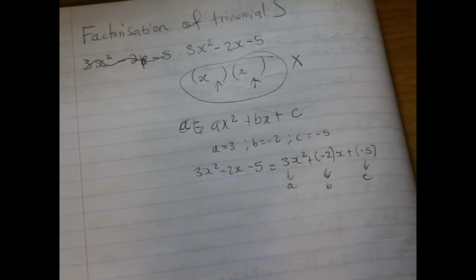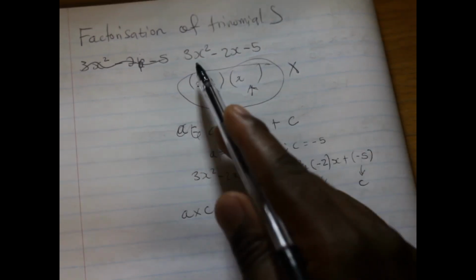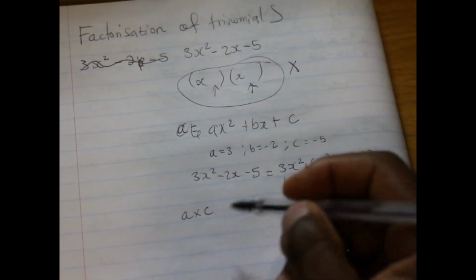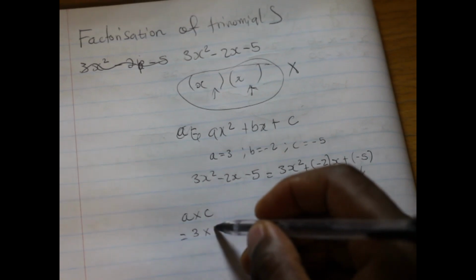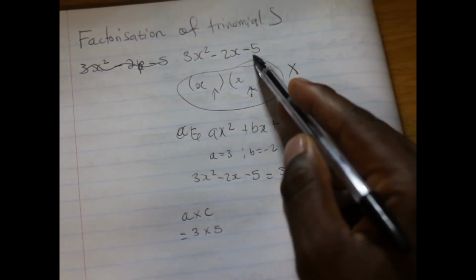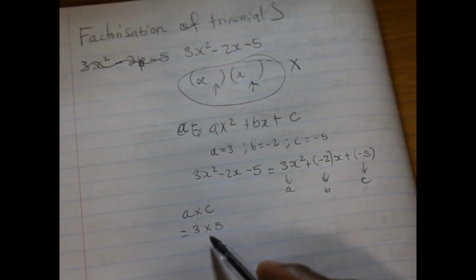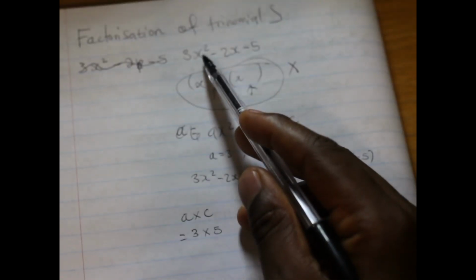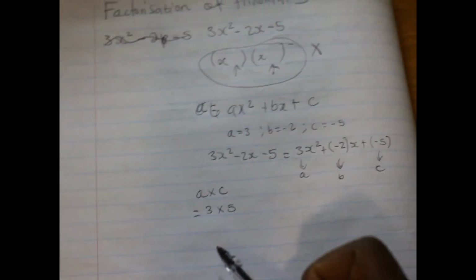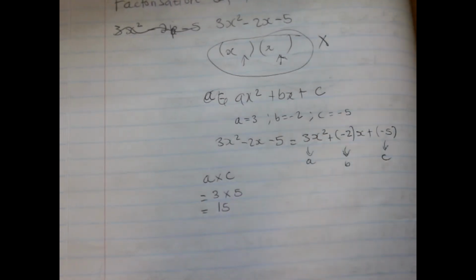Now that we've identified the constants, we're ready to factorize. We're going to find the product of A and C, in other words, the first term and the last term. So basically, multiplying the 3 and the 5. Instead of focusing on the factors of 5, we now focus on the factors of the product of 3 and 5. That's the difference with cases whereby the coefficient of x squared is not 1. So 3 times 5 gives us 15.